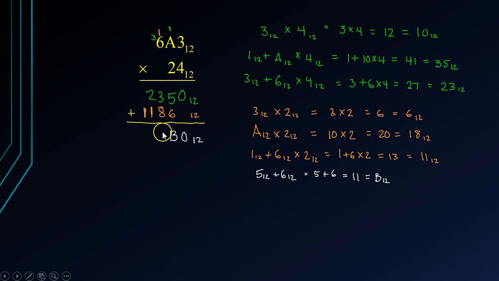3 plus 8 is 11. Very same reason, I'm going to put a B here. No carryover. 2 and 1 is 3. 1 plus nothing is 1. So this becomes 13BB0, base 12.